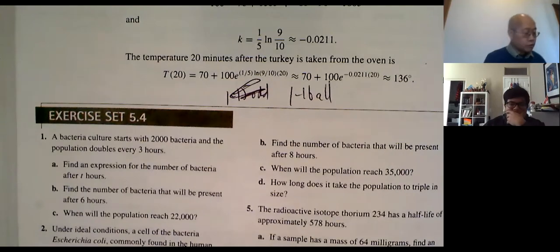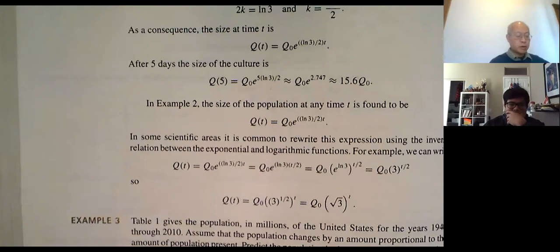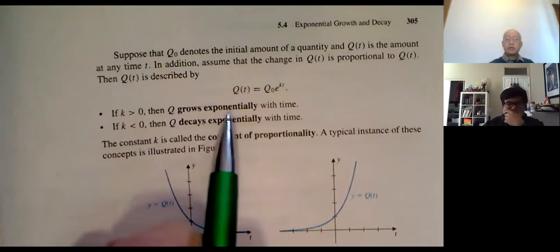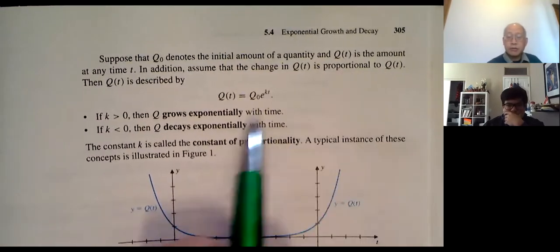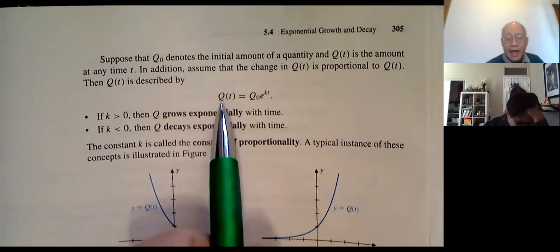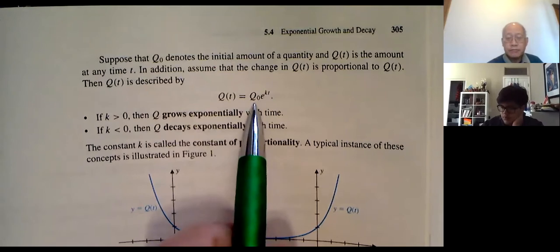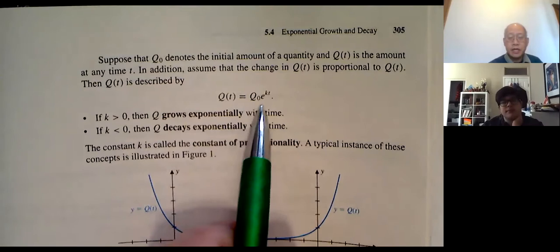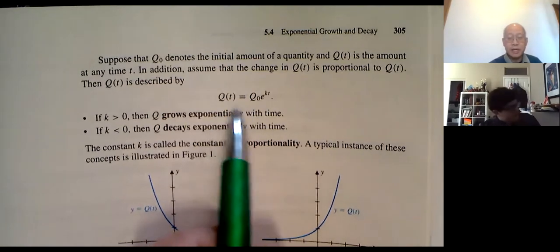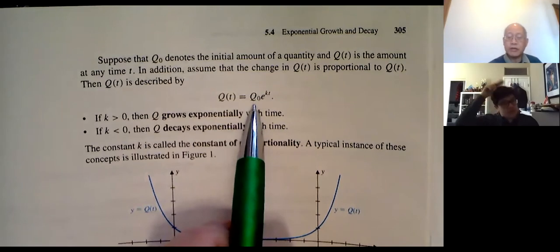All right, so 5.4. The basic formula that you want to put on your cheat sheet is either the one that's in the book, Q of t equals Q0 e to the kt, on page 305. But again, it might be A of t equals A0 e to the kt, or it might give you P for population, P of t is P0 e to the kt. It doesn't really matter what the letter is. This is the initial amount. The 0 means time 0, at the beginning of the experiment.